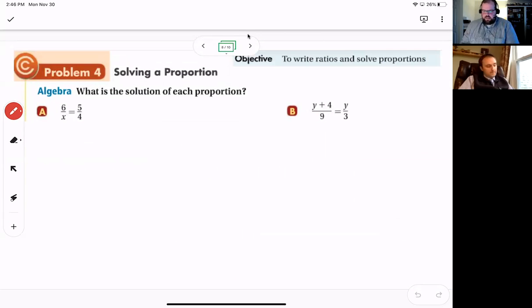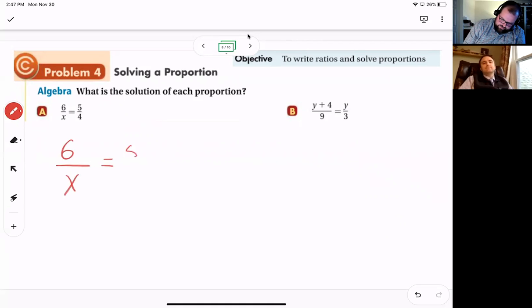So now we got to do some solving. And again, you've been solving proportions since about 7th grade. So hopefully this is a nice review. I have a feeling that Mr. Butterworth and I are going to refuse to use certain words that you have used in the past. And I'm going to start off with A.